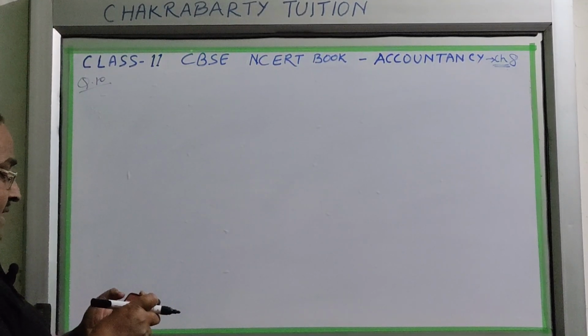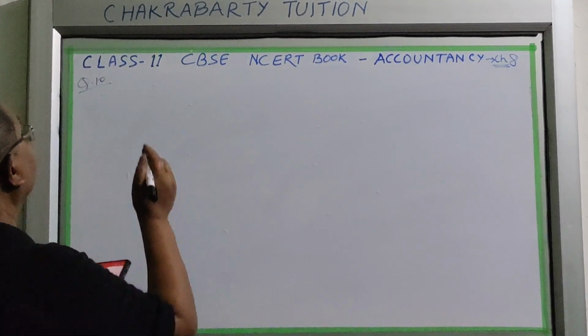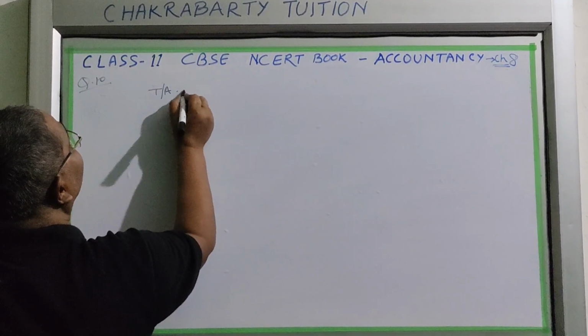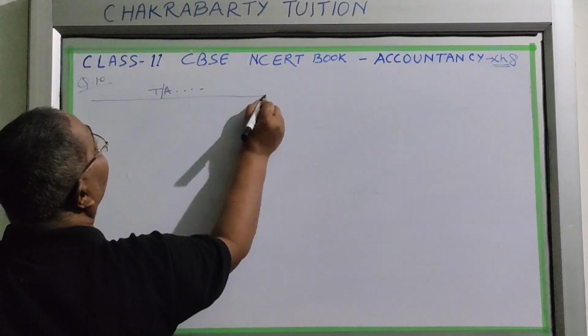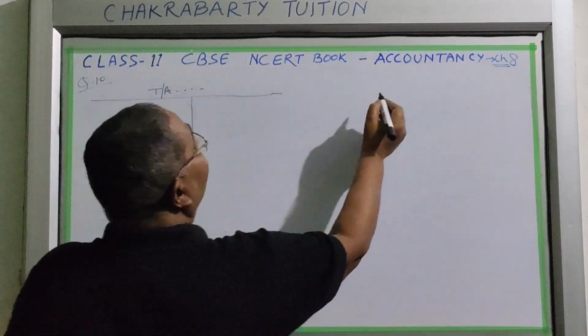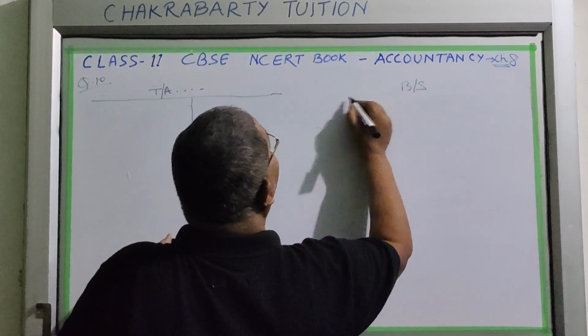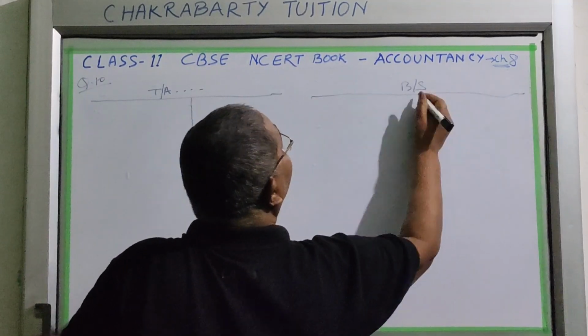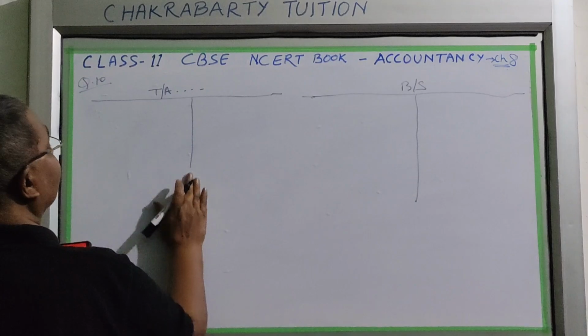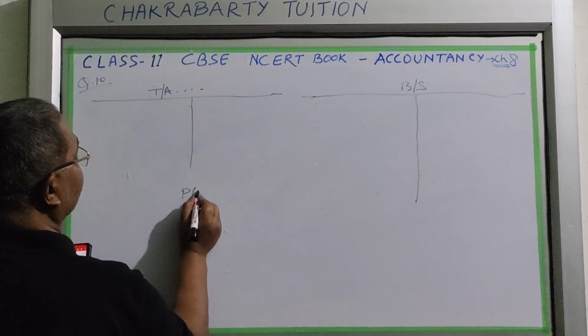So in the 10th question, you have to prepare the trading account, PL account and the balance sheet also. Here I am going to tell. So the 10th is again the trading account, here we will write, and for the year that you have to write. Okay, so trading you have to make here, and then the balance sheet we will make here. Balance sheet we will make here. Okay, and the PL account we are going to make here.